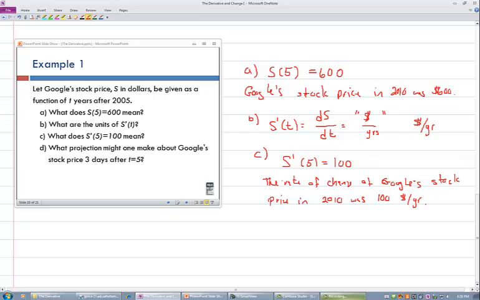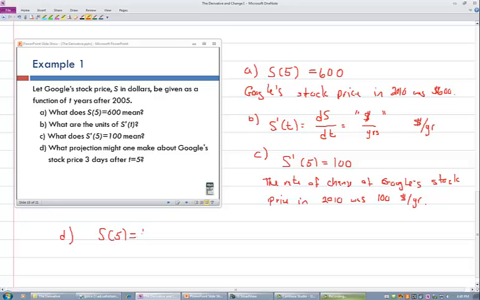And we'll talk more about that a little bit later. And then finally, part D, let's do that right over here. What projection might one make about Google's stock price 3 days after t equals 5 years? Okay, so the idea is we kind of know what's happening right here at this moment.